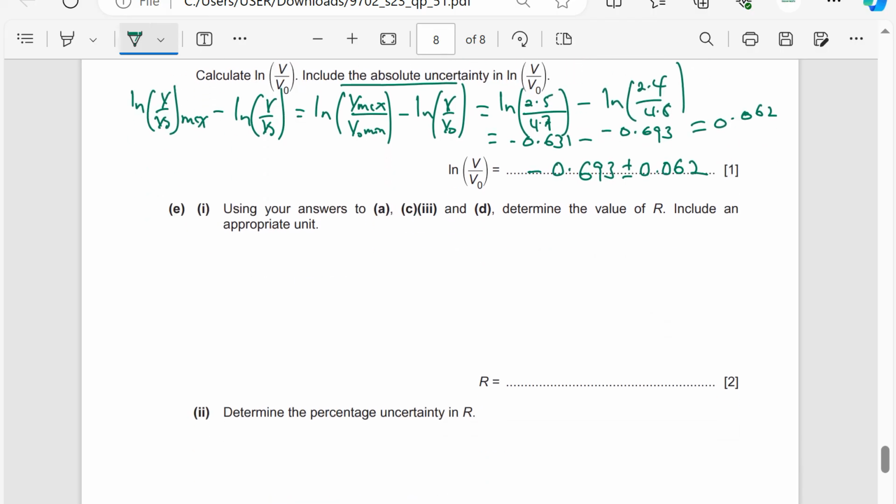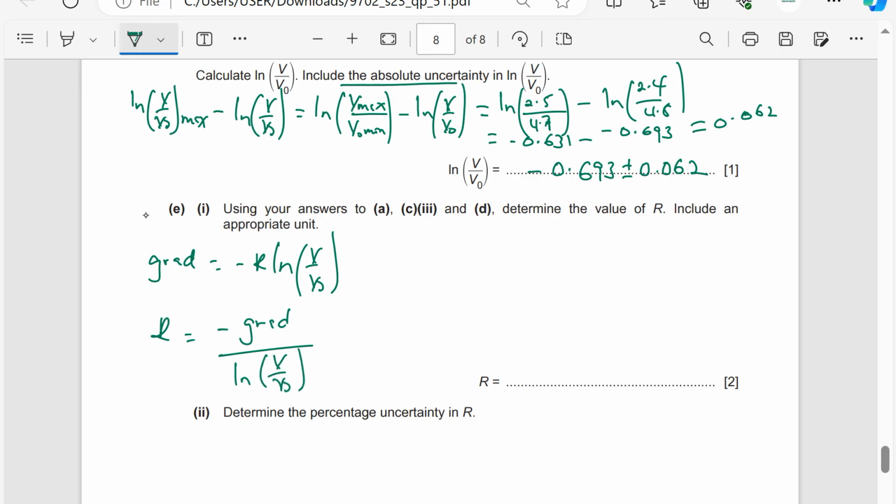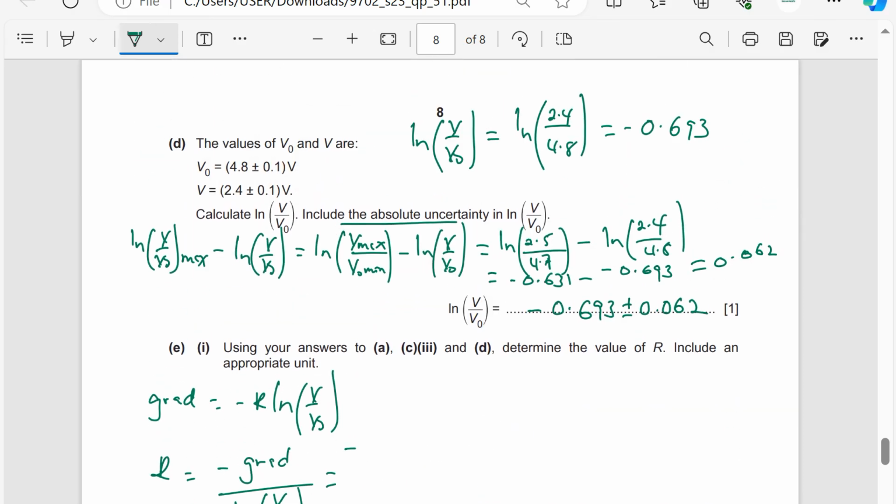Using your answers to A, C, 1, 3, and D, determine the value of R. So this takes us to the first page. Remember, we said the gradient was equal to negative R ln of V over V naught. So I want to find R. So R will be the negative of the gradient divided by ln of V over V naught. So this would be the negative of my gradient.